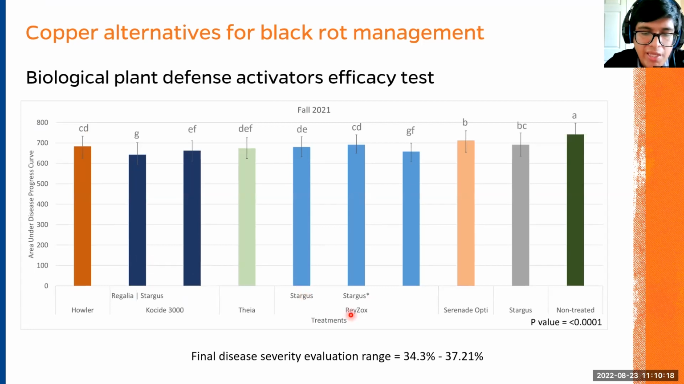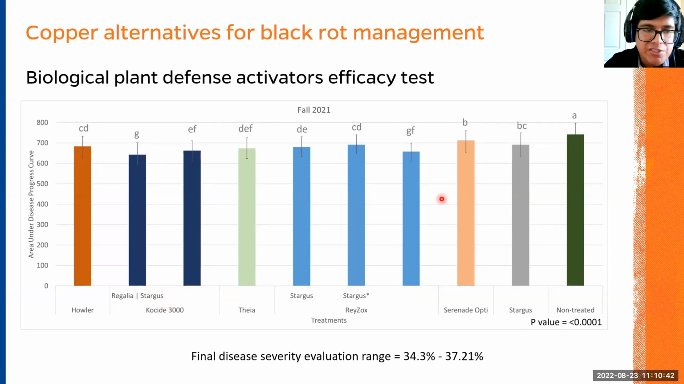For example, here in the case of Razux, we use an alone application of this product, but we also alternate with Stargus. This means that 1 week we only apply Stargus, and the second one we use Razux. The only case that we did a mixture was when we mix Regalia and COSI, and after that we alternate weekly with Stargus and COSI.